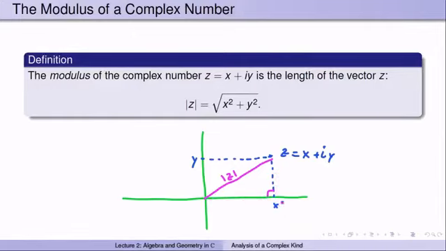square the lengths of the two legs. But how long are those legs? This leg right here has length x, so x squared. This leg has length y, so y squared. Together, that gives me the length of the hypotenuse squared. So the modulus of z squared is x squared plus y squared, or in other words, the modulus of z itself is the square root of x squared plus y squared.